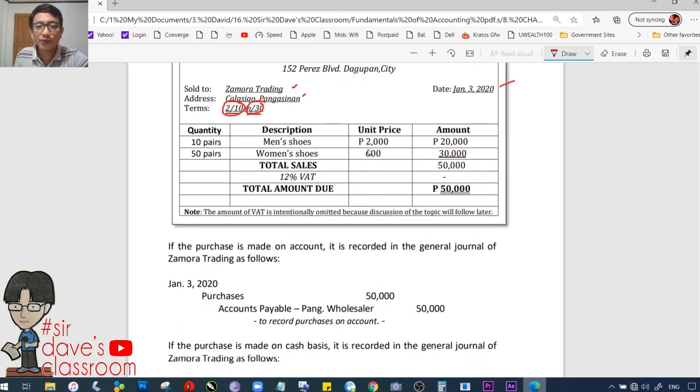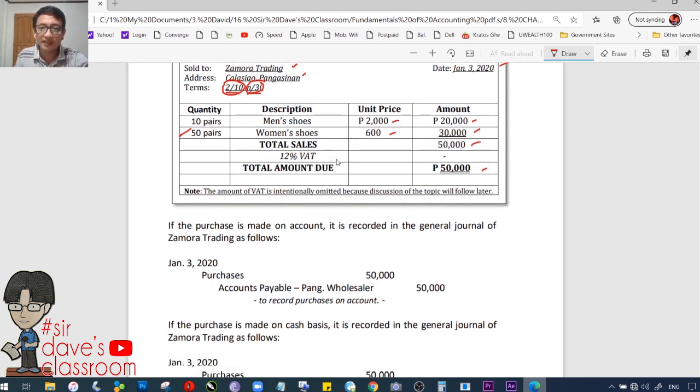Men's shoes, 2,000 pesos daw, 10 pairs. Yung unit price, 2,000. So, amount, 20,000. Women's shoes, unit price, 600. 50 pairs. So, 30,000. Total sales, 50,000. Total amount due, 50,000. So, yung VAT dito na 12%, ignore muna natin. Although later on, we'll have a discussion on value-added taxes.